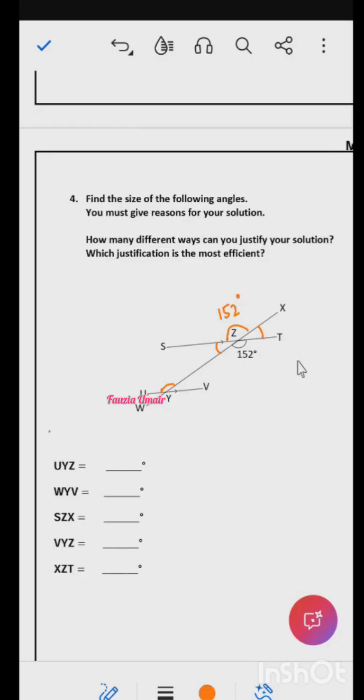ये दोनों क्या होंगे? कैसे निकाल सकते हैं? Ma'am, we will add 152 and 152, we'll get 304. And when we subtract 304 from 360, we will get 56. Then we will divide 56 by 2, and we'll get 28. So they both are 28.